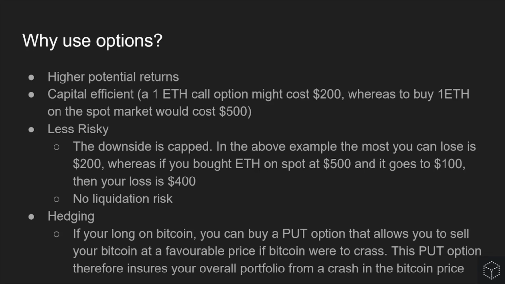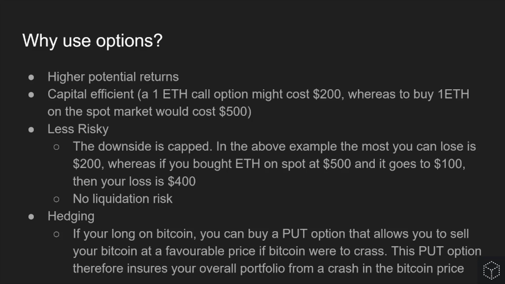So why use options? There's a couple reasons why. There's higher potential returns, because your potential return is unlimited to the upside. In a way you're kind of leveraged, so say you want to buy 0.5 BTC, you only have to pay the premium. You don't have to buy the whole asset. So you're leveraged in a way, and that's what more capital efficient is.